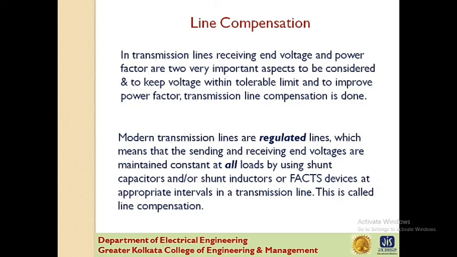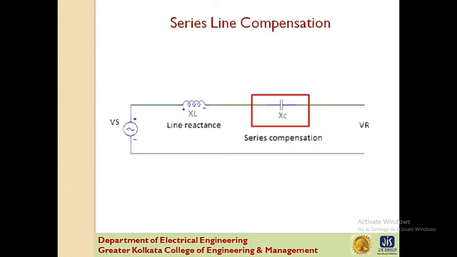Now line compensation is divided into series compensation and shunt compensation. First is series line compensation. Series compensation is basically the insertion of a power capacitor in series with the transmission line in order to decrease the impedance of transmission lines carrying power over long distances. The capacitive reactive power is directly injected in series with the line's inductive reactive power demand.